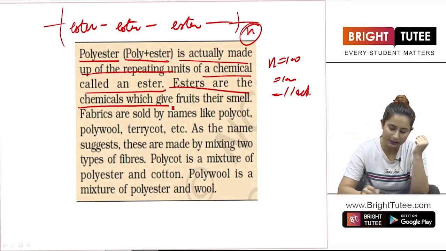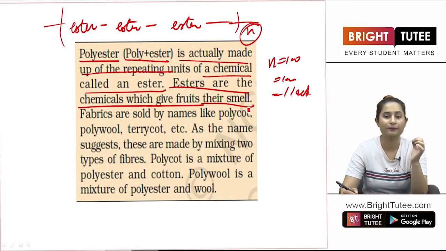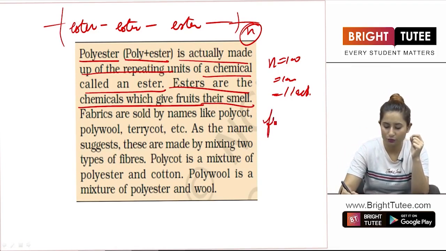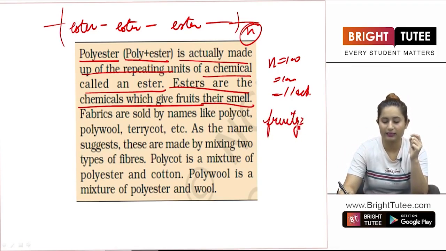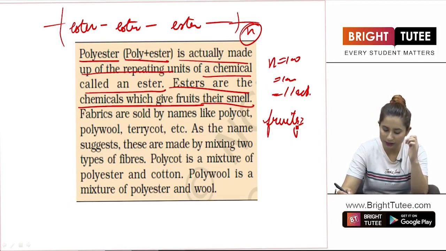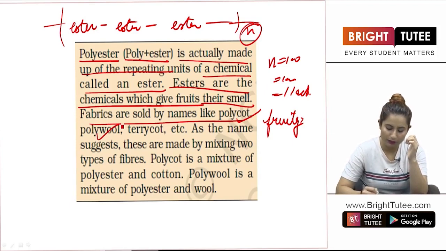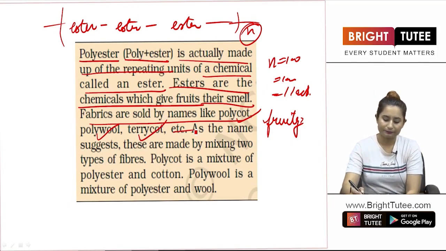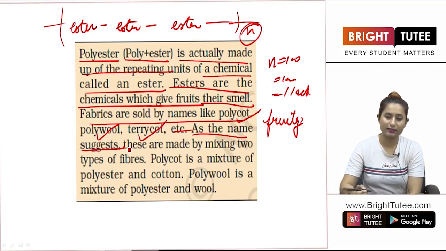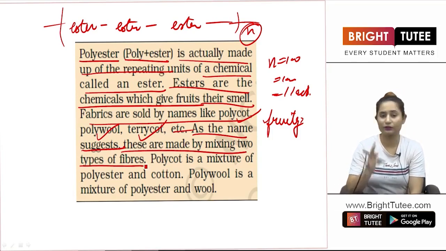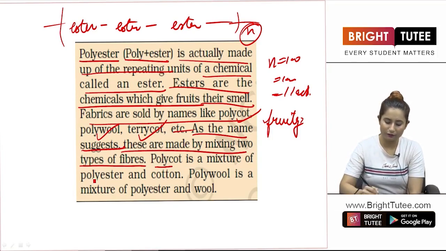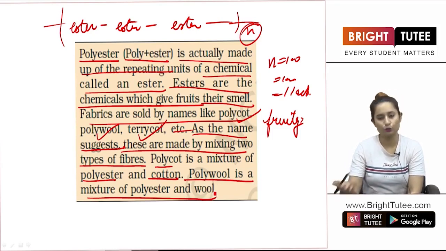Esters are the chemicals which give fruity smell. Fabrics are sold by names like polycot, polywool, terricot, etc. As the name suggests, these are made by mixing two types of fibers. Polycot is a mixture of polyester and cotton. Polywool is a mixture of polyester and wool, right?